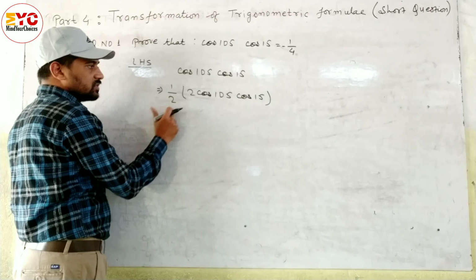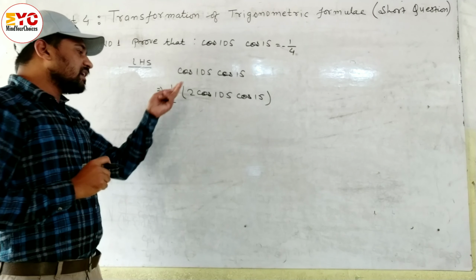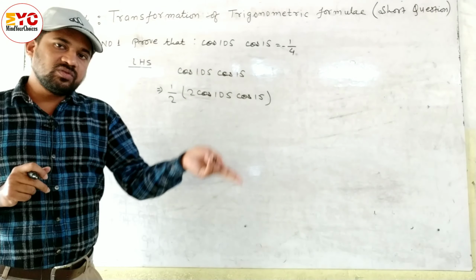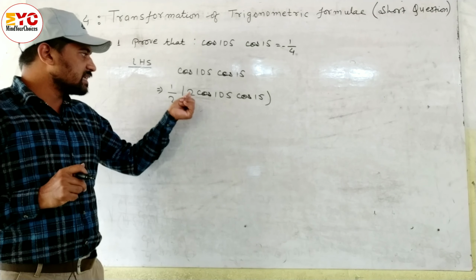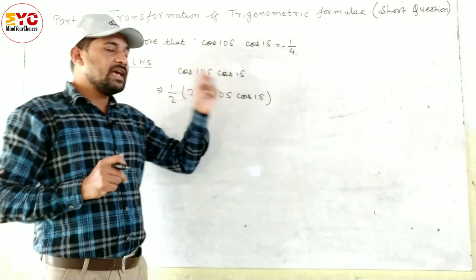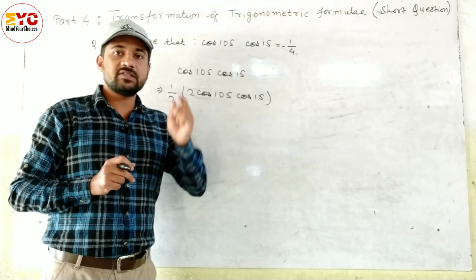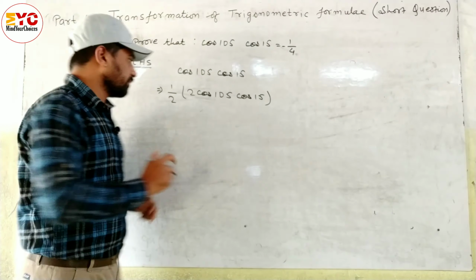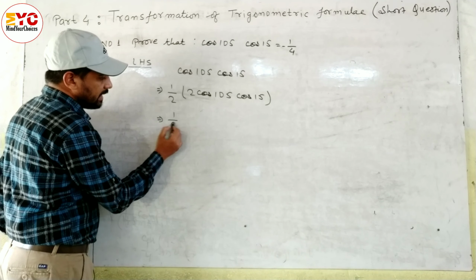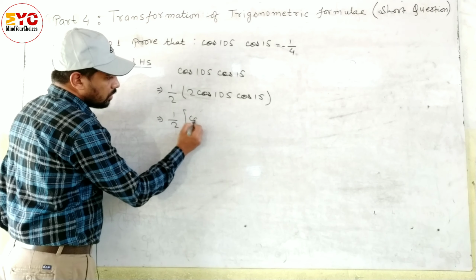So we can cancel this 2, it will be the same. We are trying to convert to the formula of 2 cos A cos B, that's why we have to write 1 by 2 into 2, so we can cancel this. Now this is in the form of 2 cos A cos B, and the formula of 2 cos A cos B is cos A plus B plus cos A minus B. 1 by 2 cos A plus B.